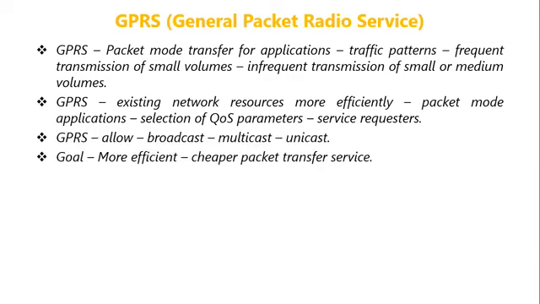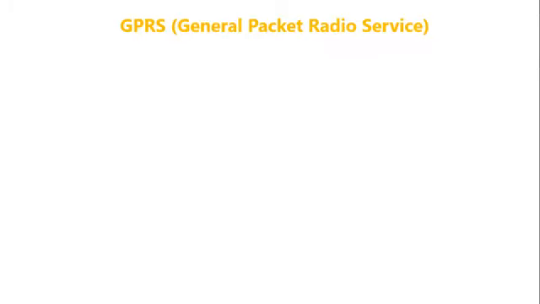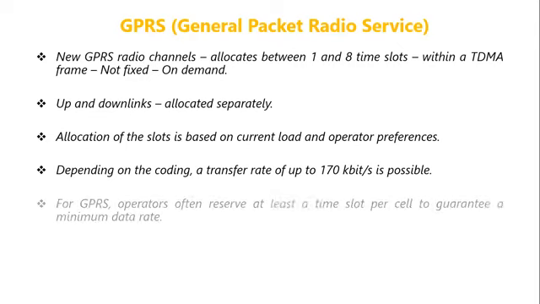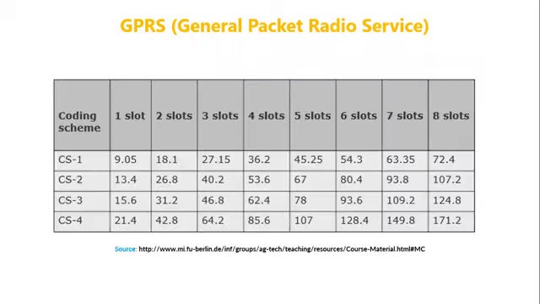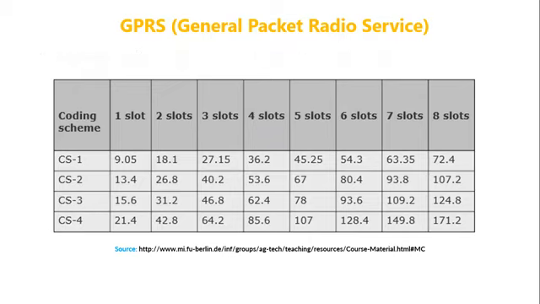So mainly it provides packet oriented service, so the name is general packet radio service. It provides broadcast, multicast, unicast service. It provides efficient and cheaper service, and we have discussed that the GPRS radio channel can range from 1 to 8 time slots. It provides both uplink and downlink, and different data rates for each coding scheme. There are different coding schemes from coding scheme 1 to coding scheme 4.